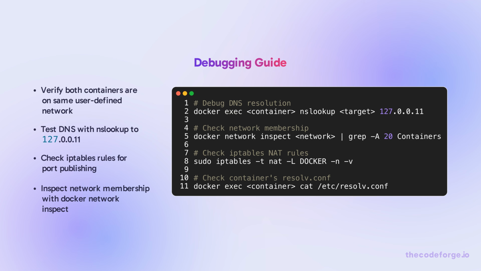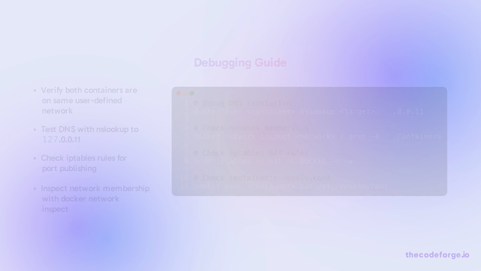Test DNS resolution directly against the embedded DNS at 127.0.0.11. Check iptables rules for port publishing. Use docker network inspect to see which containers are on a network.